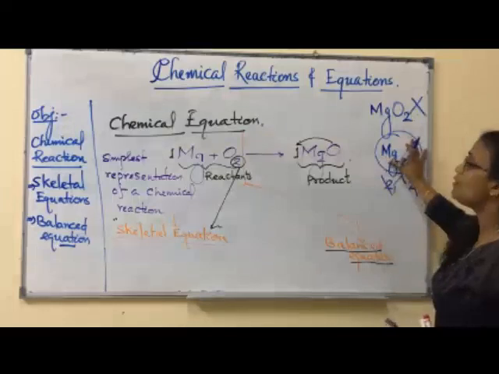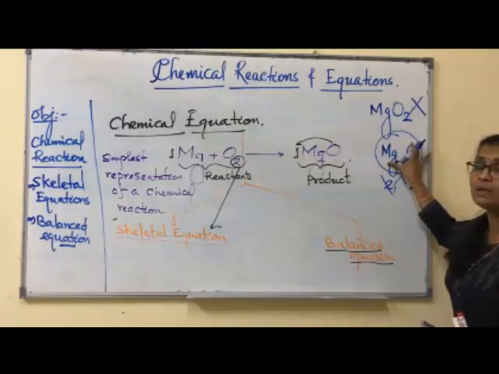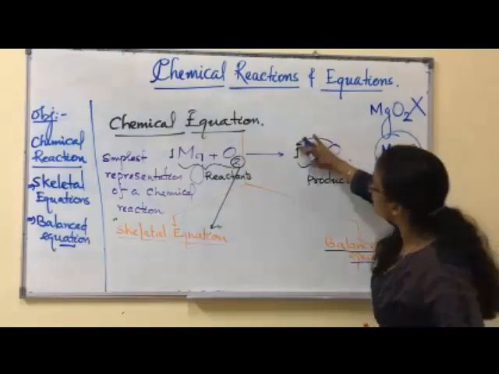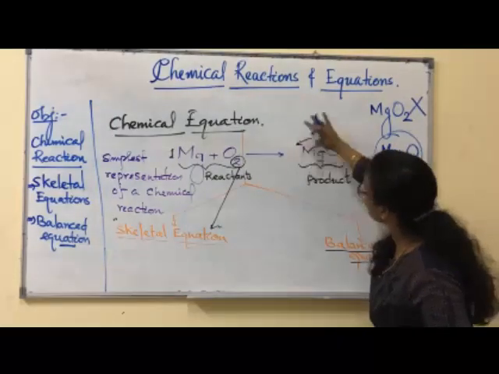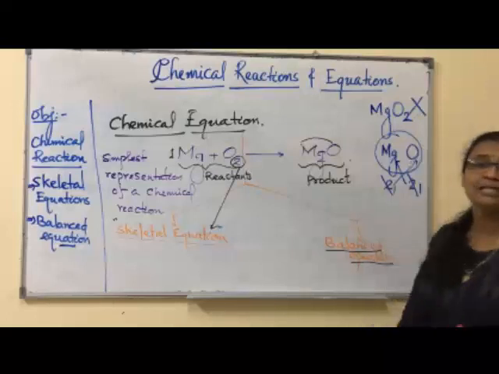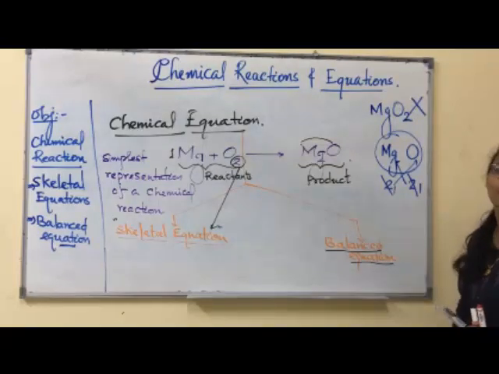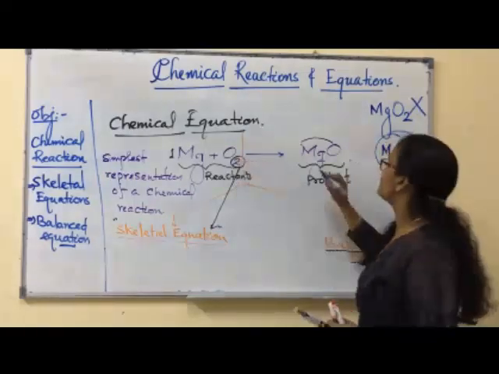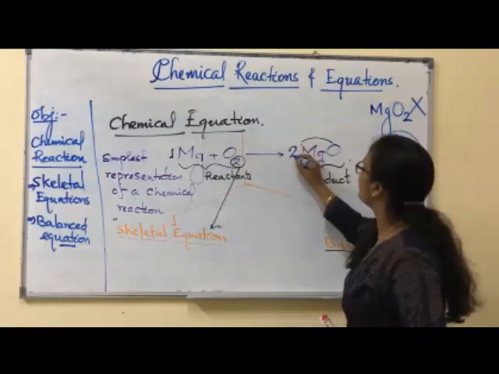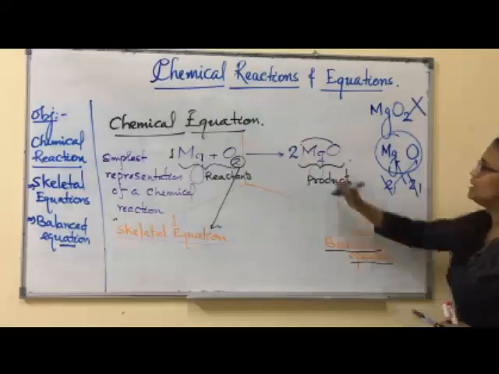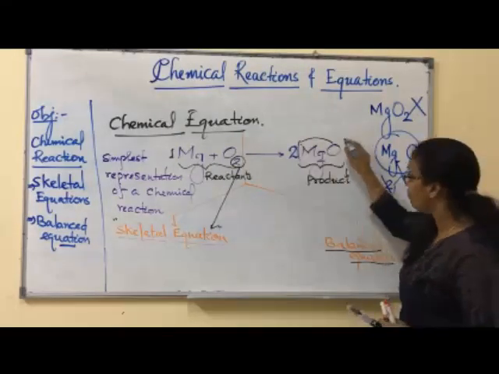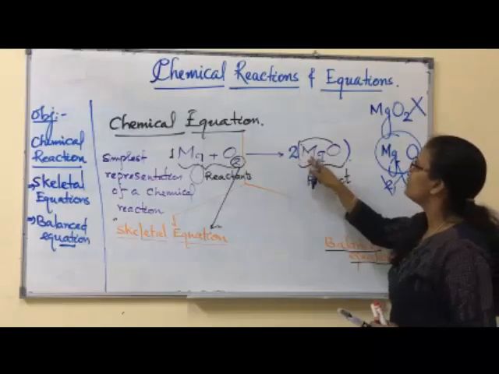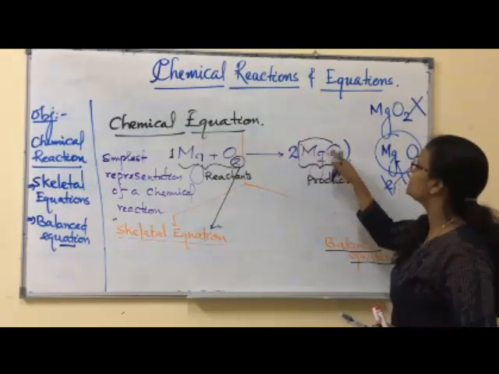Because the molecular formula of a compound we are not supposed to change. Then what can we do? We can make changes only before its symbol, before the symbol of the compound or before the symbol of the molecule. Here oxygen is 2, so I am putting a 2 over here. As I am putting 2, this 2 is common for both magnesium and oxygen. So magnesium 2, oxygen 2.